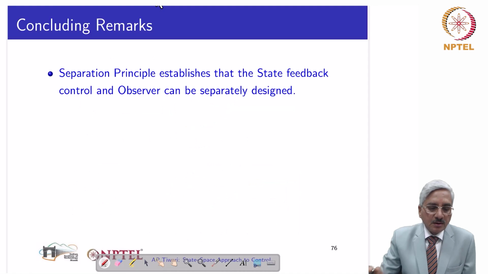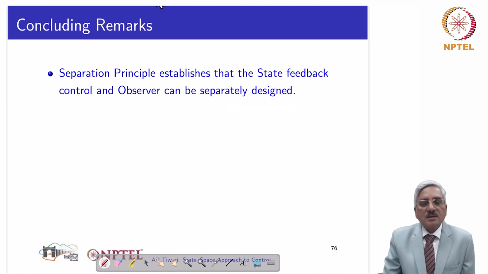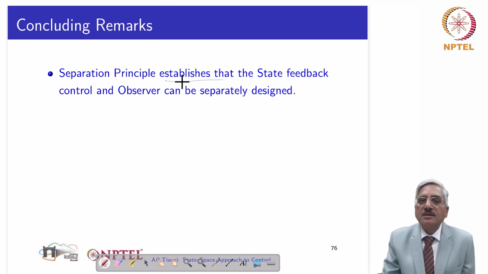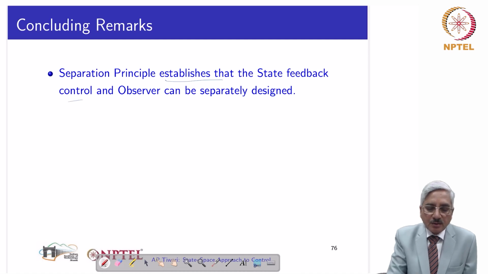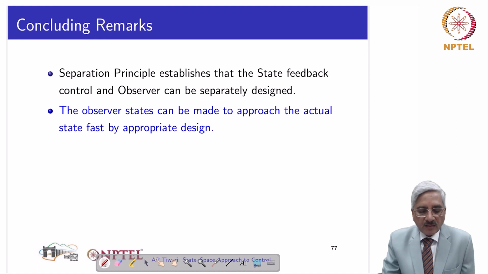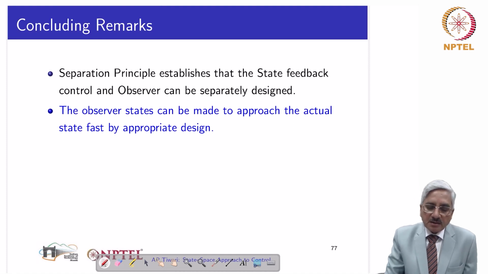Let us now summarize this lesson by making a few concluding remarks. Separation principle has helped us to establish that state feedback control and observer can be separately designed. The observer states can be made to approach the actual state fast by appropriate design.